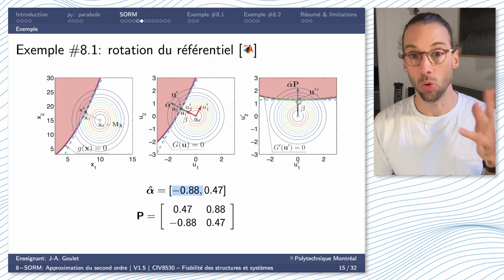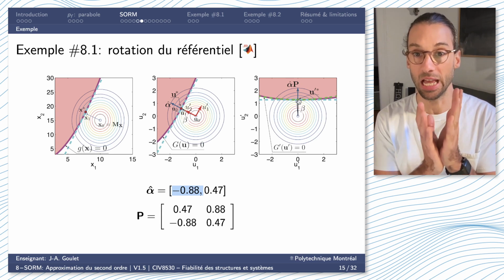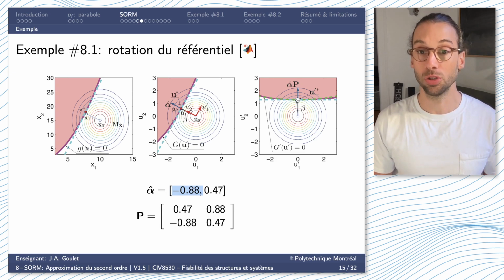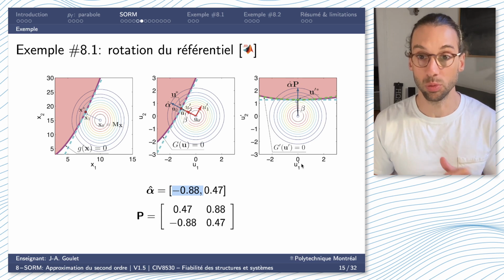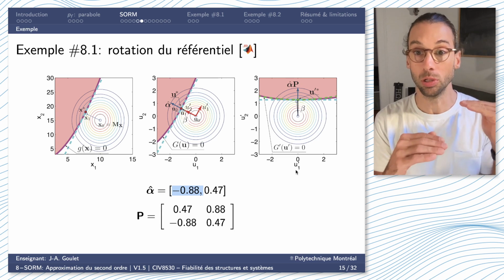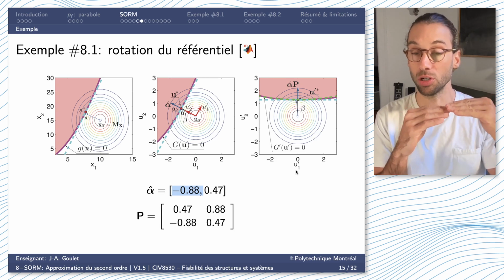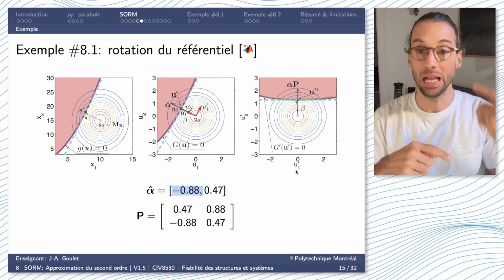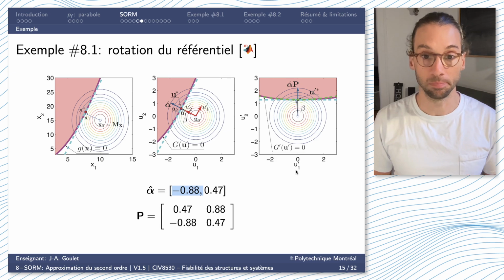So this is the goal. We reorient everything with respect to the last dimension, so that with respect to U2 prime, there's no curvature. Curvature is only expressed with respect to, in this case, a single dimension, U1. So I can decouple the distance between the origin and the parabola from the curvature of the parabola. That greatly simplified the problem.